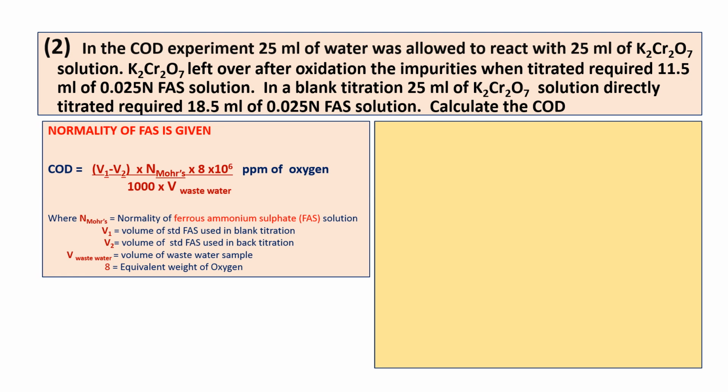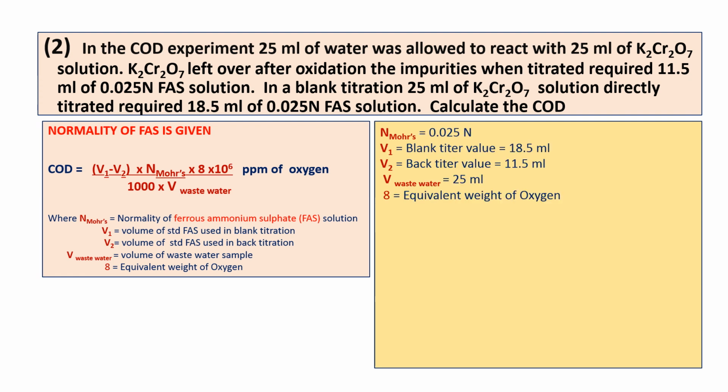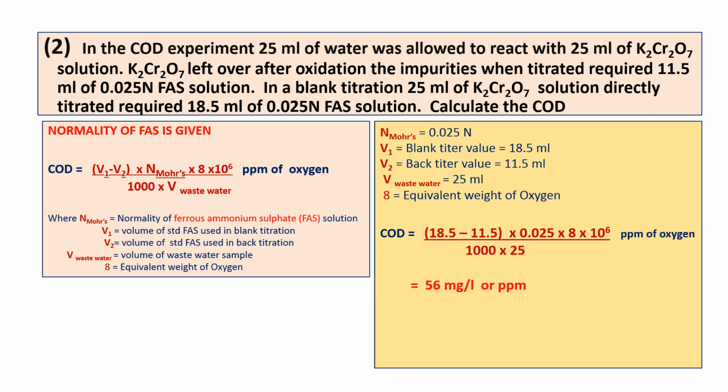So N Mohr's salt or normality of Mohr's salt is 0.025. Blank titer value V1 is 18.5, back titer value V2 is 11.5, V wastewater is 25 ml, equivalent weight of oxygen is 8. So substituting these values, we will get the answer for this problem as 56 mg per liter or ppm.